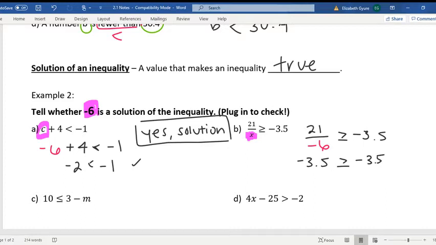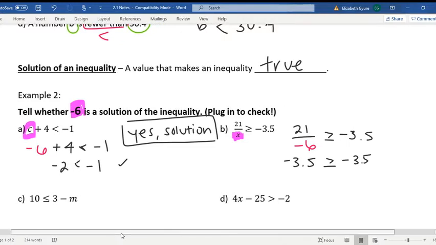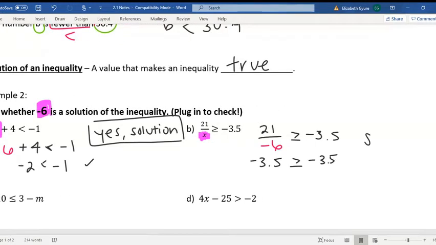What do we think? Does that work? Is -3.5 greater than or equal to -3.5? Yeah, this works because of the equal to, right? If the equal to is not there, this does not work because -3.5 is not greater than itself. But since the equal to bar is there, then we're good. So we would say solution, or yes, solution, or yes, or whatever, indicate to me in some way that it works.